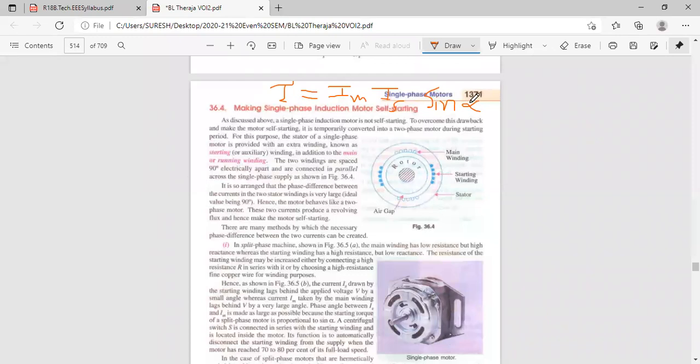Maximum. Sin alpha lies in between 0 and 90. Let us assume, if alpha is 0, torque is 0. If alpha is 90, sin 90 is 1. Is torque maximum or minimum? Maximum. If alpha is 0, torque is minimum. If alpha is 90, torque will be maximum.